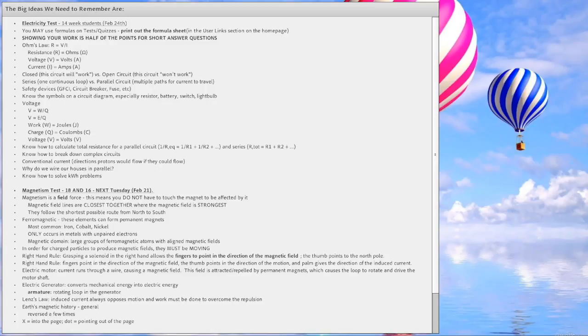And then the notes also mention Lenz's law, and I saw a few questions about Lenz's law as well, which is basically that the induced current is always going to be opposite of the motion, and there must be some sort of work done to overcome the repulsion. So there's no math for that. I call it a concept law or a word law, where you just need to know words. This magnetism test is a lot of knowing concepts and not so much math.